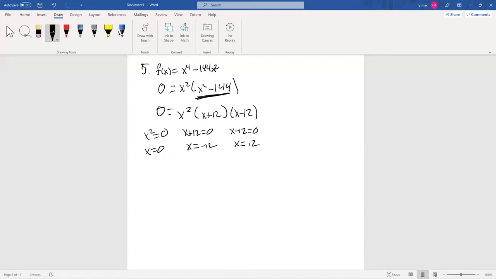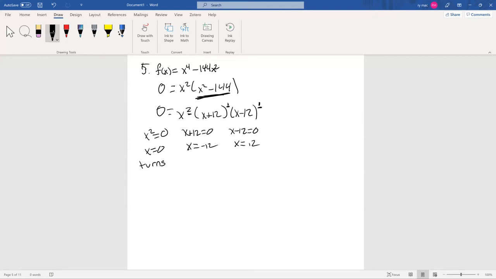But then we also have to remember that it's asking us if they cross the x-axis or touch and turn around at the x-axis. And how you determine when it does that is by its multiplicity. So we look here, our x squared has a multiplicity of 2, or you could say our x has a multiplicity of 2. And then our x plus 12 and our x minus 12 both have a multiplicity of 1. So when it's an even multiplicity, it touches and turns around. So I'm just going to write the word turns for short.